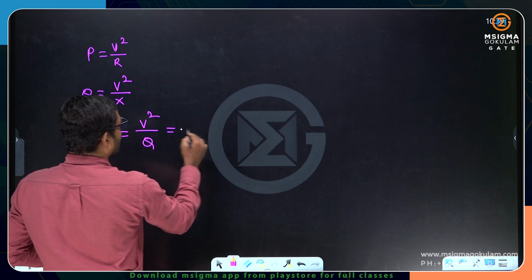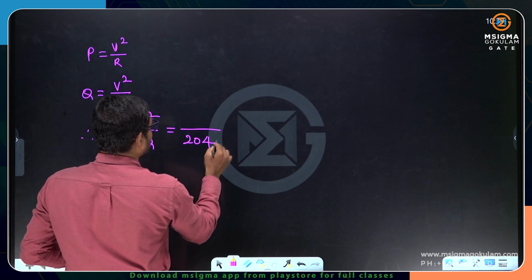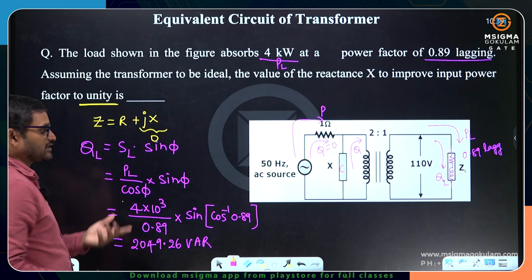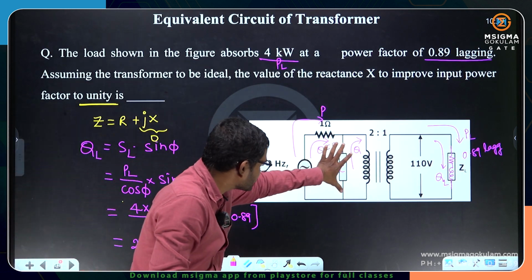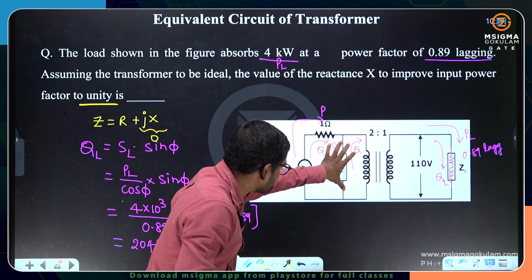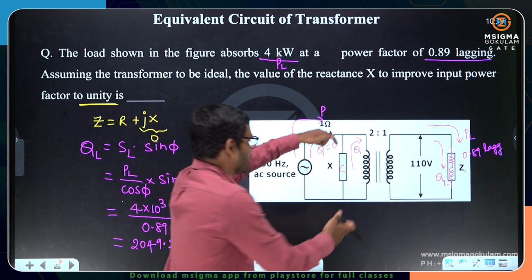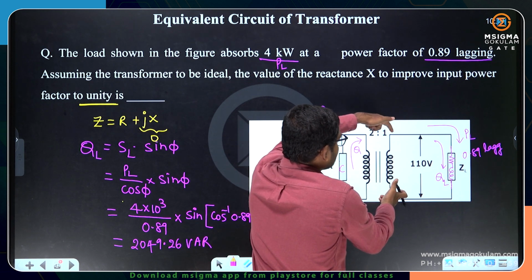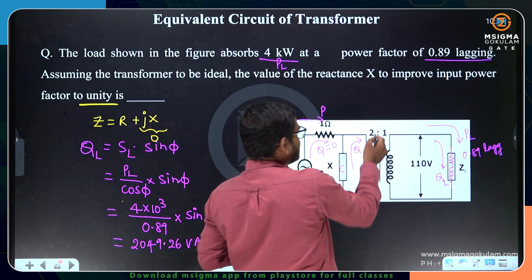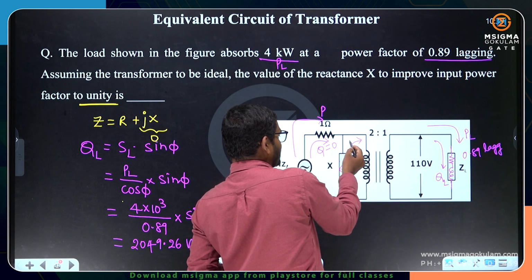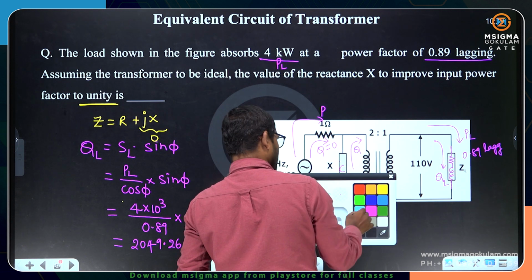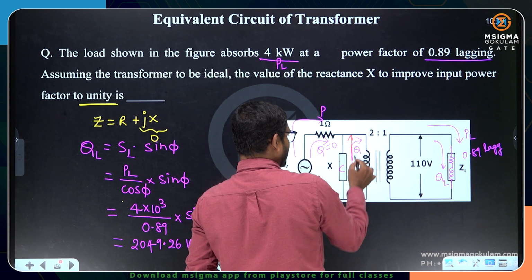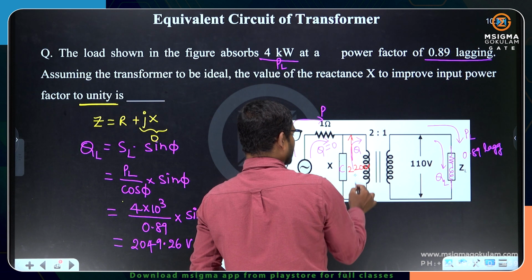I know Q. How much? 2049.26 VAR. Now if you can calculate V, then that's it. What is the voltage to be placed? What is the voltage to exist across X? It is the voltage across this turns. What is the voltage across this turns? The voltage across this turn is 110. As it is a 2:1 transformer, can you tell me what is the voltage across this? The voltage across this will be 220, na?